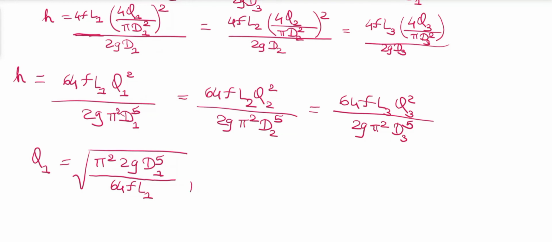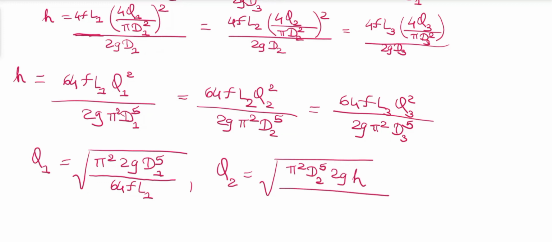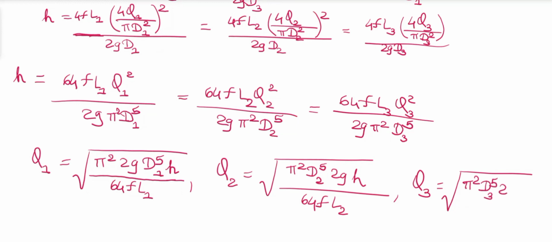Then same way for the second one, which is Q2 equal to under root of pi square d2 raised to 5 2gh upon 64 FL2. And then Q3 equal to under root of pi square d3 raised to 5 2gh upon 64 FL3.